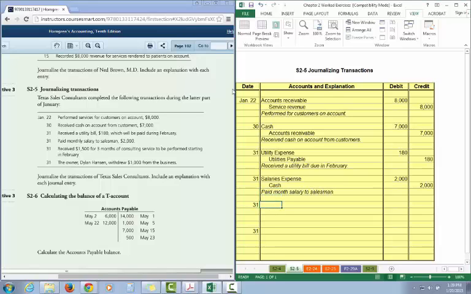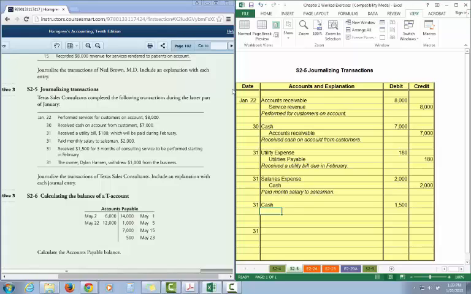All right. Okay. The next transaction that happened on January 31st was we received $1,500 for 3 months of consulting services to be performed starting in February. So we've actually received the cash. We're going to increase our cash with a debit, $1,500. But it says it's for services we're going to perform later. So we're not going to perform any services till next month.